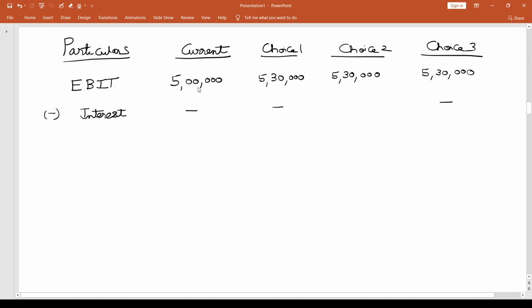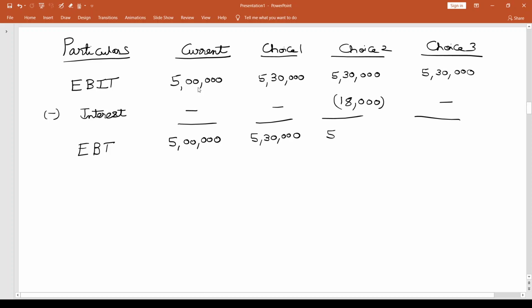So interest is going to be there only in the case of choice two. And I'm going to raise finance in the form of 6% debentures. So my interest calculation is going to be 3 lakhs into 6%, which is going to give me 18,000. So this is the interest. So if I subtract that, I'm going to get EBT, earnings before tax. So that is going to be 5 lakhs in the current scenario. It's going to be 5,30,000 for choice 1. It is going to be 5,12,000 for choice 2, and it's going to be 5,30,000 for choice 3.